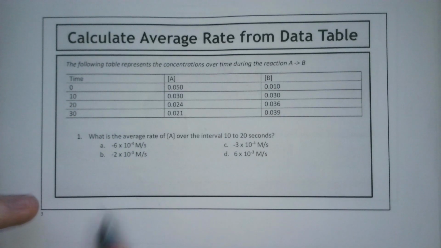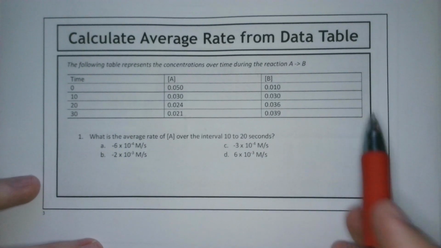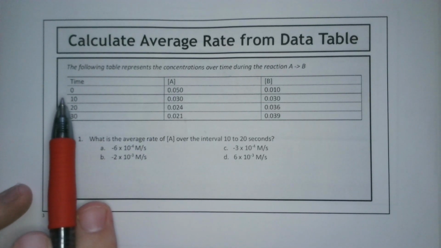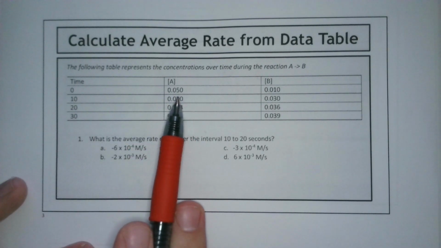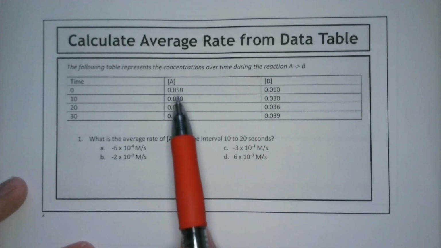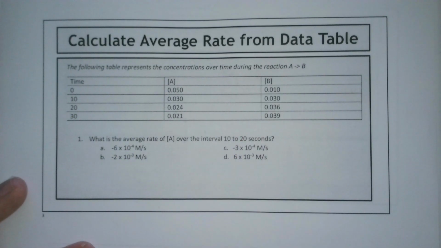It says, the following table represents the concentrations over time during some random reaction, A turning into B. So we have the time passing. So at time equals 0, my initial concentrations. I have some of A, I have some of B. And it looks like over time, A is going down, which makes sense because it's a reactant, and the arrow shows it proceeding to the right, and B is going up.